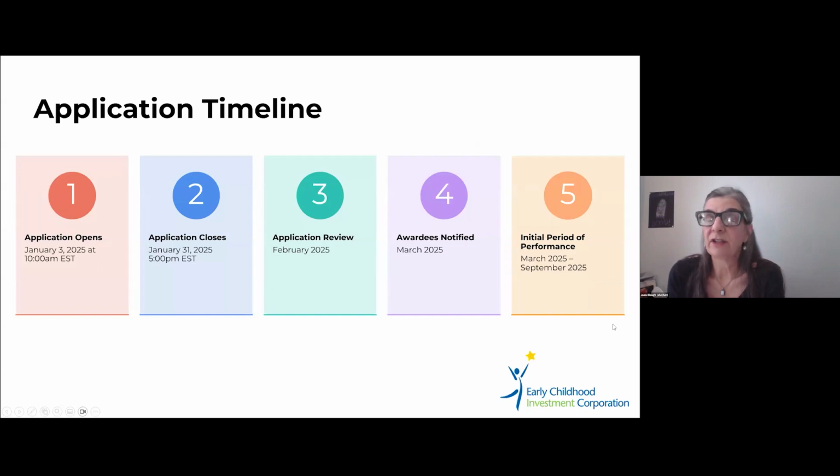Just to be very clear again on the application timeline, as you know, the application is open. It will close at 5 p.m. on January 31st. We will review applications in February and March. MyLeap ultimately makes the final decisions and approval of who the 10 regional coalitions will be. And then that initial period of performance we anticipate will run from March to September.